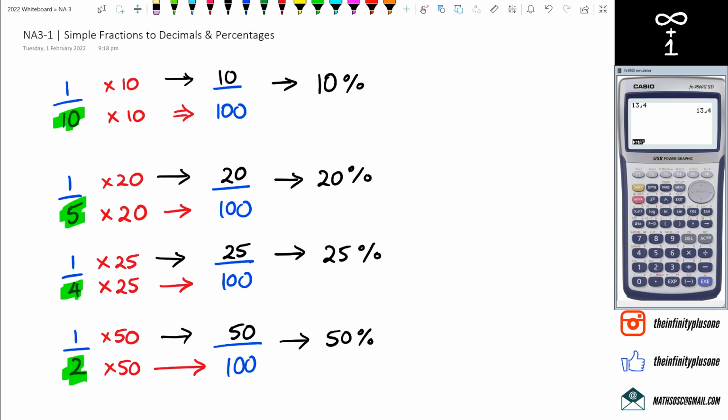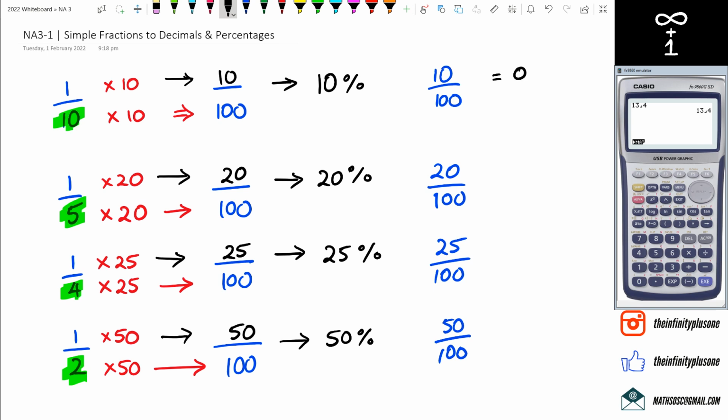Now, how do we convert these into decimals? Again, to do it to decimals, I'm going to go back to those fractions there. I'm just going to write them out here. So we've got 10 over 100, 20 over 100, 25 over 100, 50 over 100. Now, as decimals, this just becomes 0.1. I mean, you could put that as 0.10.